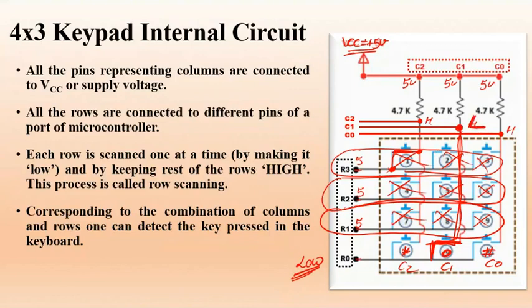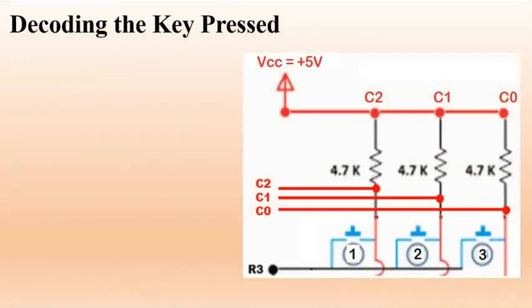So now you can check, this one is low, R0, and C1 is low. So R0, C1 will give you the information about key number 0, which is this one. Right. So in this way, you can detect any of the keys. Let me go a bit deeper into that. Okay, so that you can understand how to decode the key.